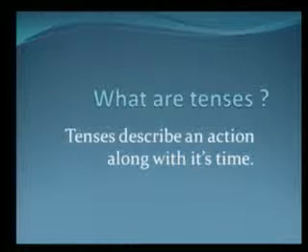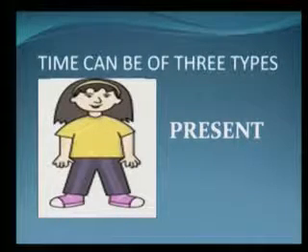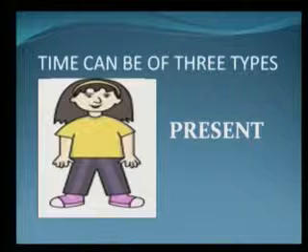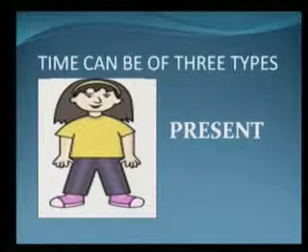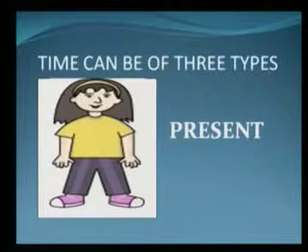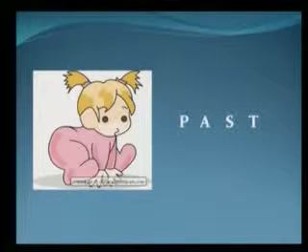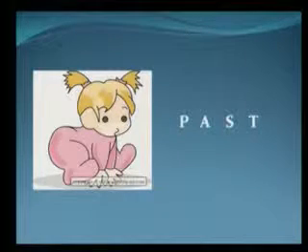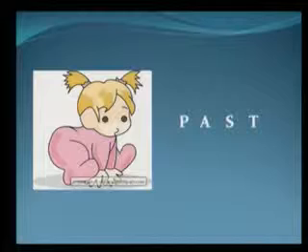Now let us understand how this time comes into picture. Time can be of three types: present, today, current time. This is the first basic tense which we are going to start. Present tense, that is the simple present tense, which we call Vartman Kal. Next is the past tense. Things which has been already done in the past. Things which is to just remember. The time has gone. That is the past tense.